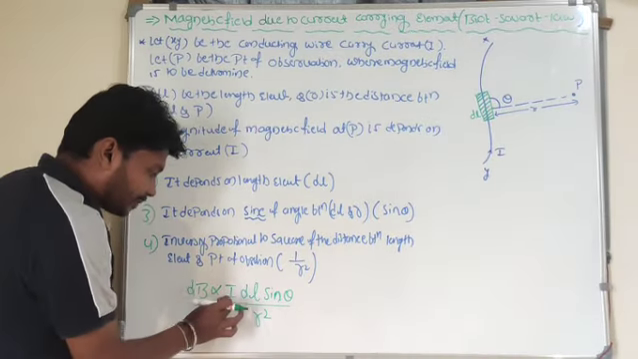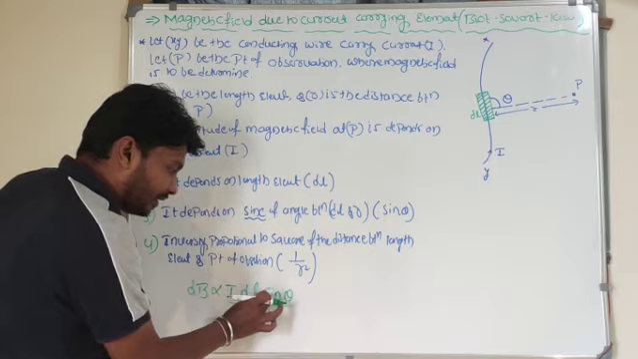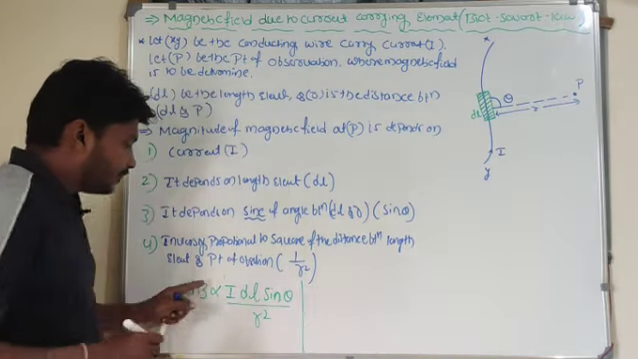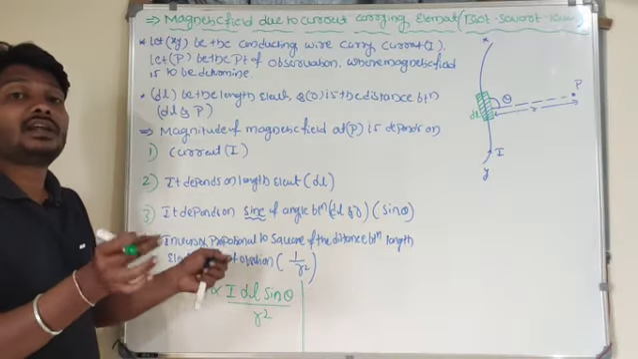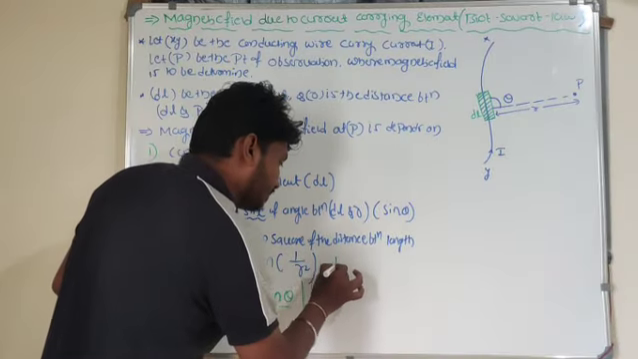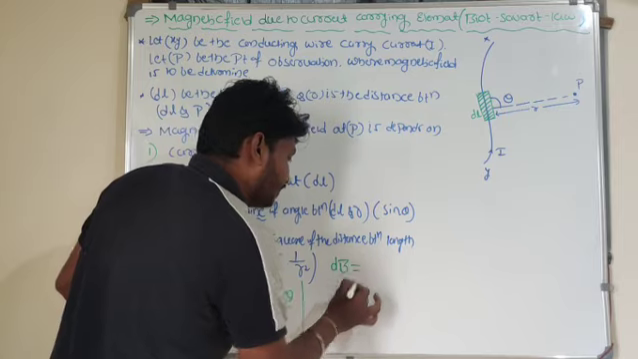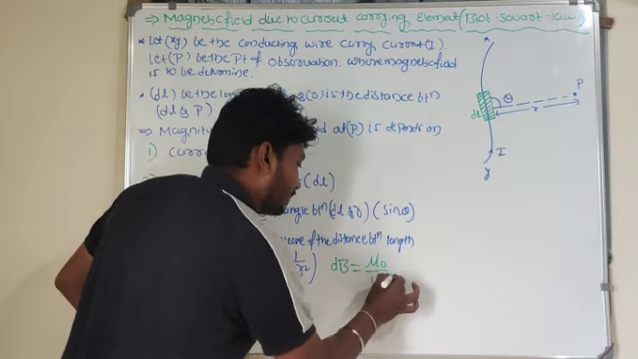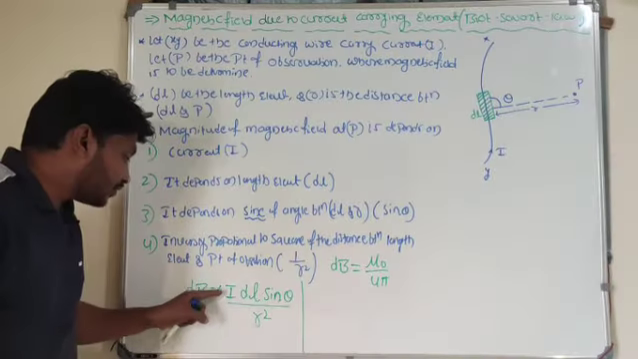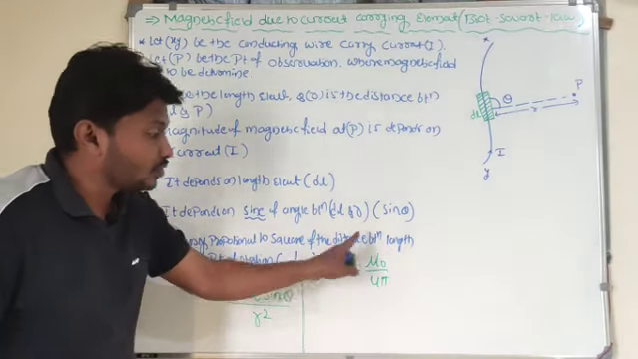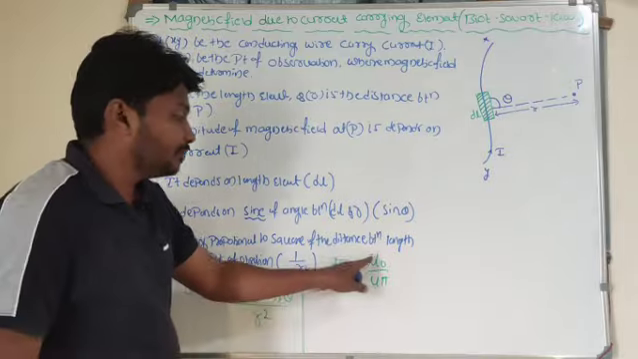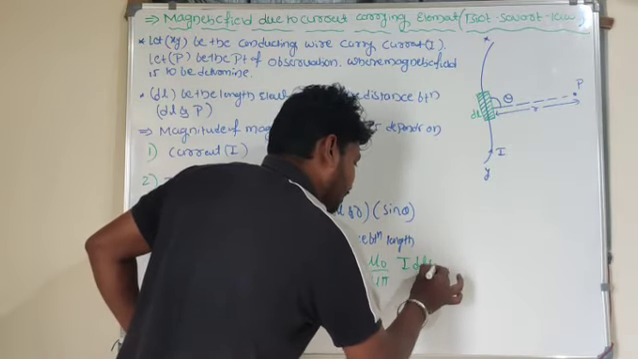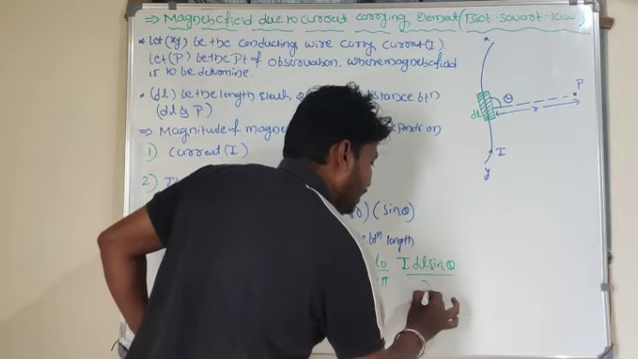So dB is proportional to I dL sin theta divided by r squared. If you remove this proportionality sign, I will get that proportionality constant. dB is equal to mu naught by 4 pi. Instead of writing the proportionality sign, I take that proportionality constant, whose value is mu naught by 4 pi, times I dL sin theta divided by r squared.